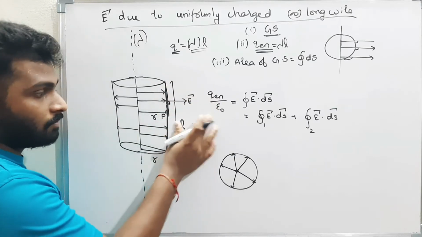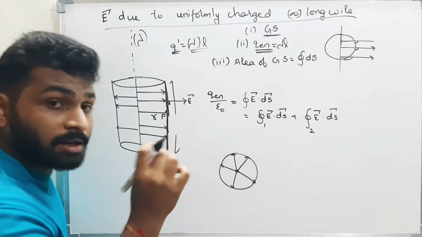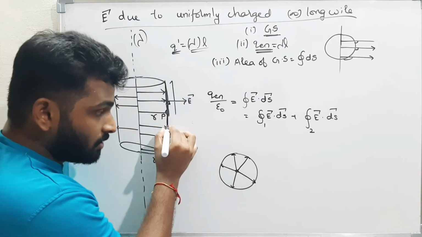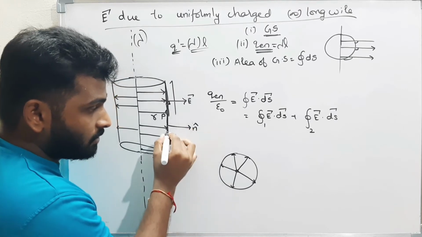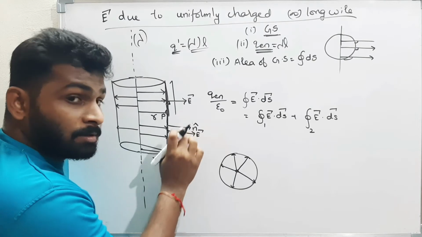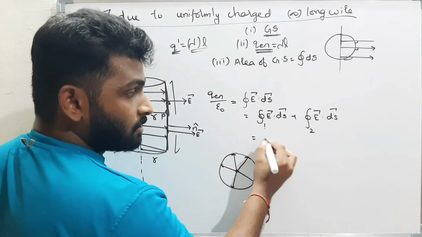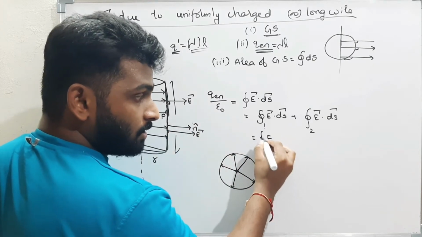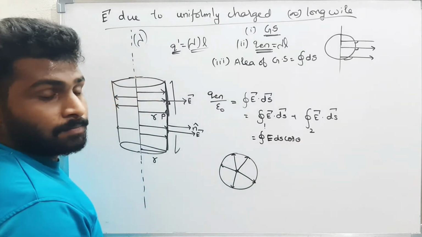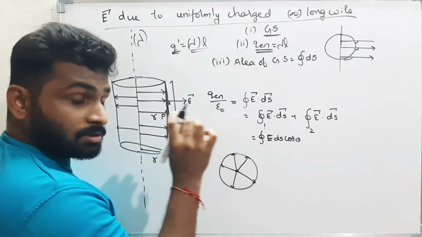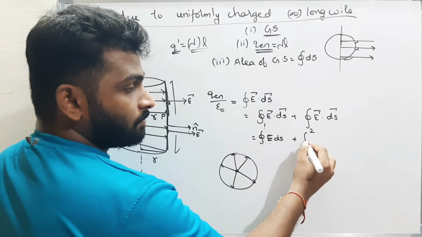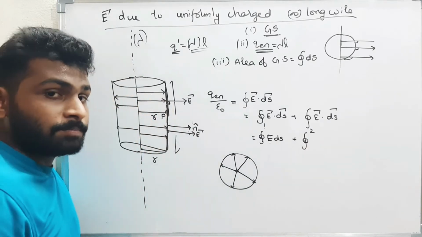Now, what is the meaning of that? Now see here. This is a plane. What is the area vector? The area vector is always perpendicular to the surface. Therefore, this is the area vector n cap and this is the direction of electric field. Therefore, what is the angle between them? The angle between them is 0. Therefore, for the first surface, it is the surface integral of E ds cos theta. What is the angle between them? The cos theta is 0. Therefore, integration of E ds, plus the surface integral of what is the second surface?